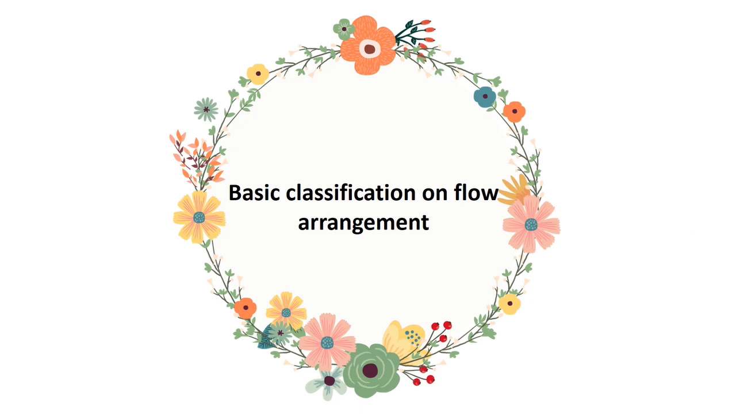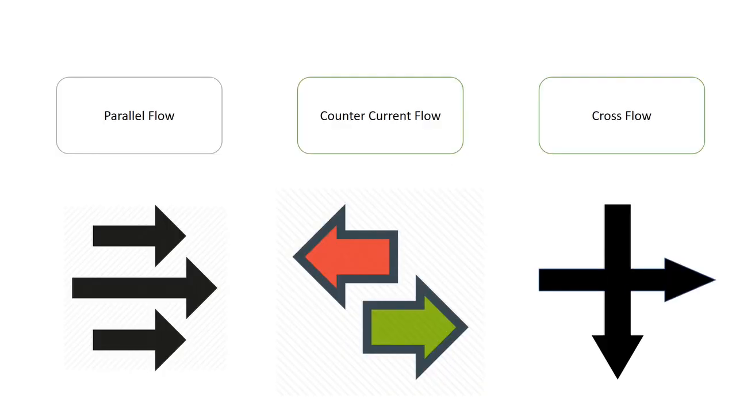Basic classifications: flow arrangements. A heat exchanger mostly involves two fluids. The two fluids can flow in three different kinds of combination, which are parallel flow, countercurrent flow, and cross flow.